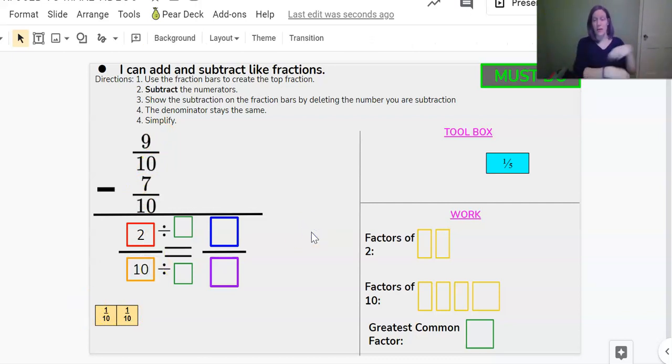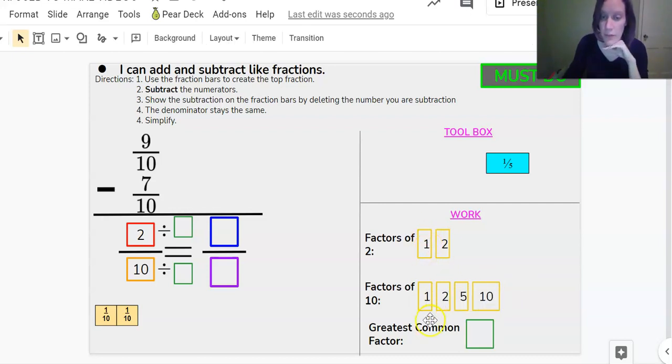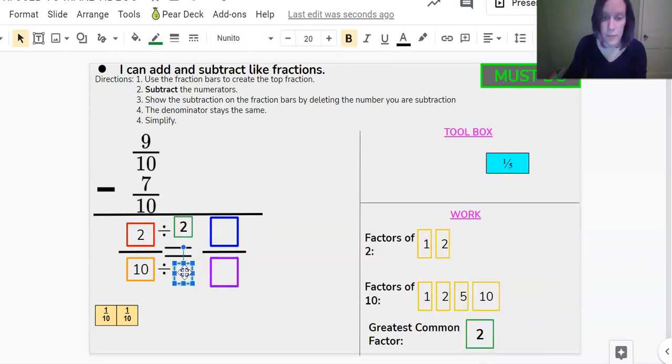But then the same thing here, we need to simplify. We can make that a simpler fraction. So I'm going to say the factors of 2, I know are 1 and 2. And the factors of 10 are 1, 2, 5, and 10. The greatest one that they both have is 2, which means I can divide them both by 2 to get a simpler fraction. 2 divided by 2 is 1, and 10 divided by 2 is 5.